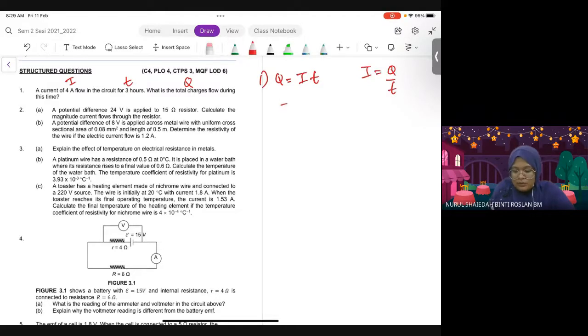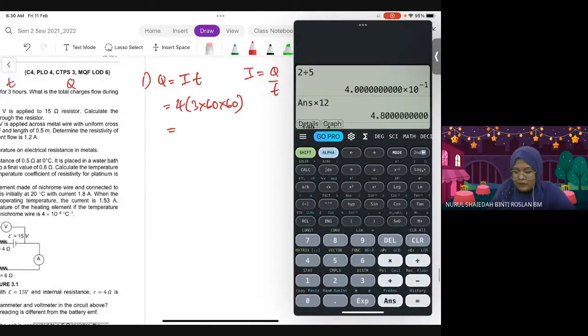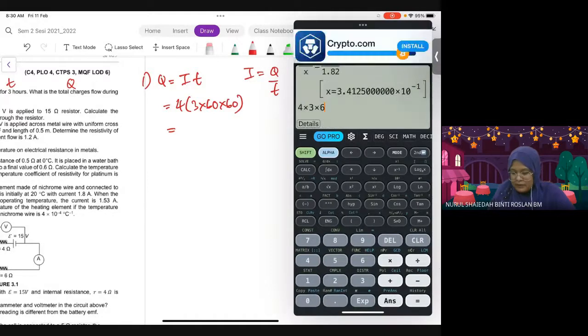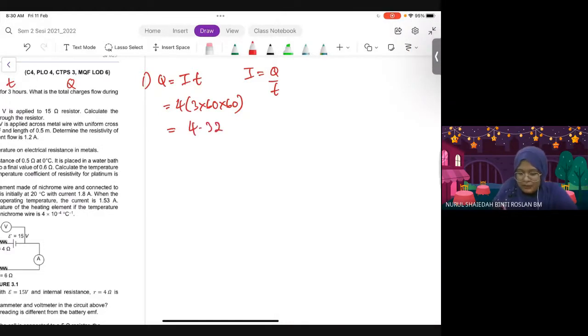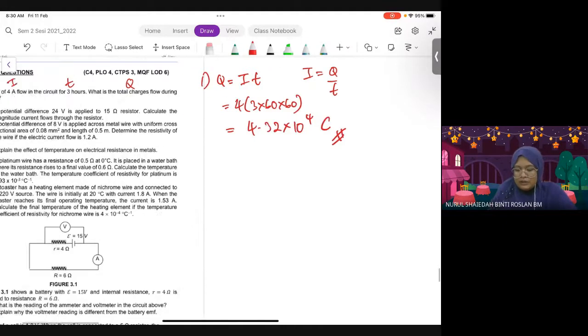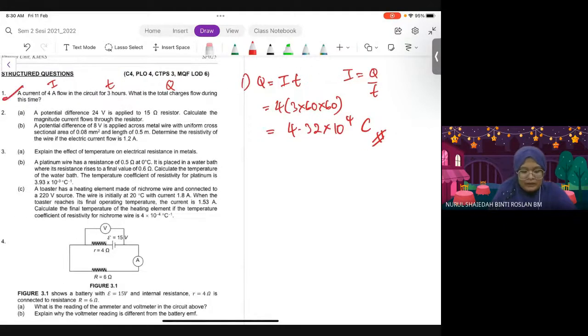Okay, so I adalah 4, T unit you change lah kepada 60 minutes 60 seconds. So you akan dapat 4 times 3 times 60 times 60. So your answer will become 4.32 power of 4, sorry. Unit coulomb. Ingat charge unit dia coulomb. Settle A.